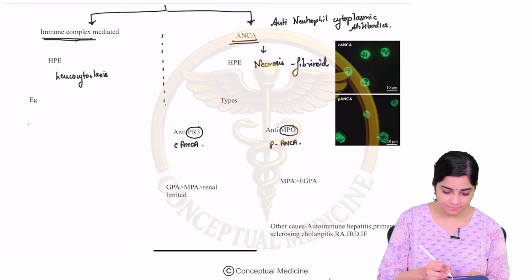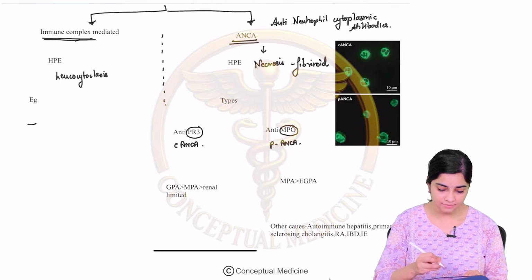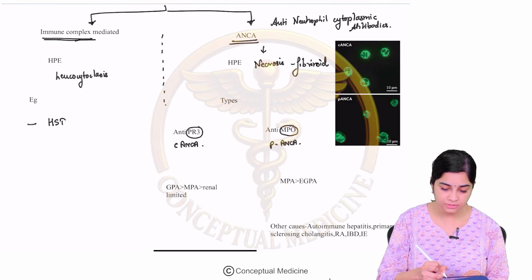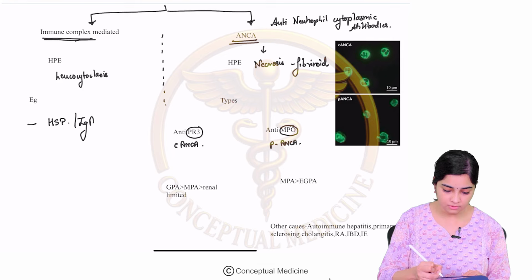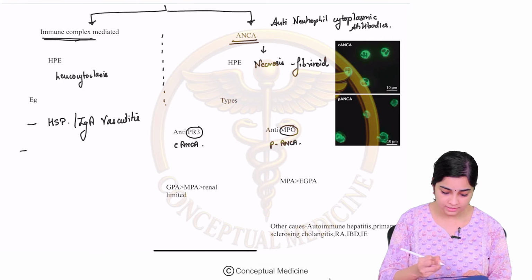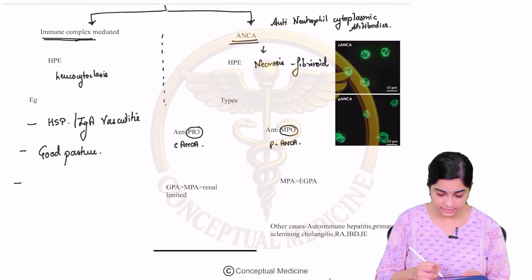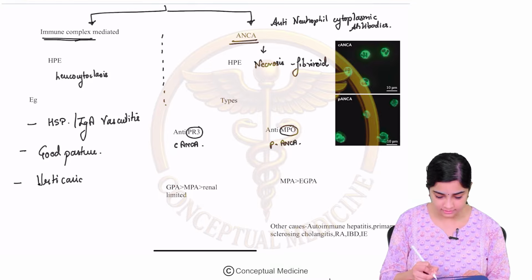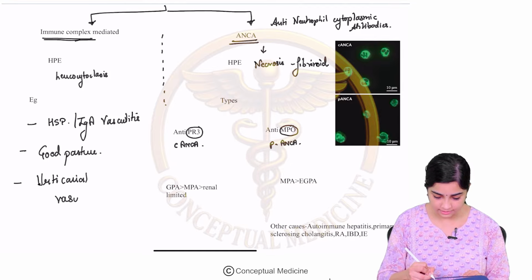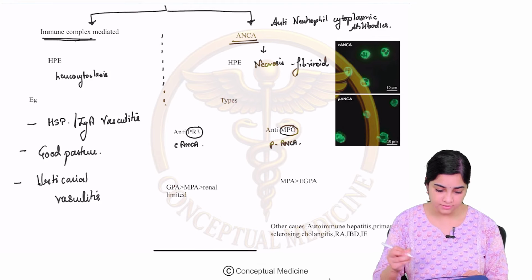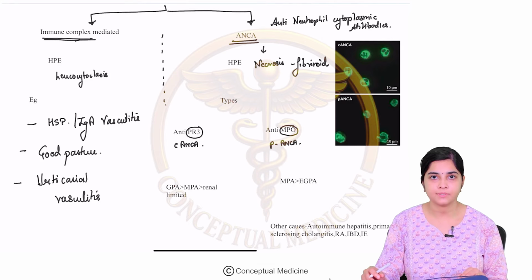What are the examples of immune complex mediated vasculitis? We have Henoch-Schönlein purpura, which is also called IgA vasculitis. Then we have Goodpasture syndrome. Then we have hypocomplementemic urticarial vasculitis. All these are examples of immune complex mediated vasculitis.